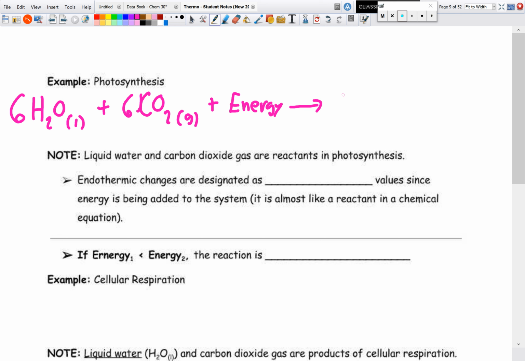It produces glucose, C6H12O6, plus 6O2 gas. And please, please, please pay attention to the liquid water there. That is very important. Now, what we're going to see as well is that endothermic changes are always going to be designated as positive values since energy is being added to the system. So it's almost like a reactant.